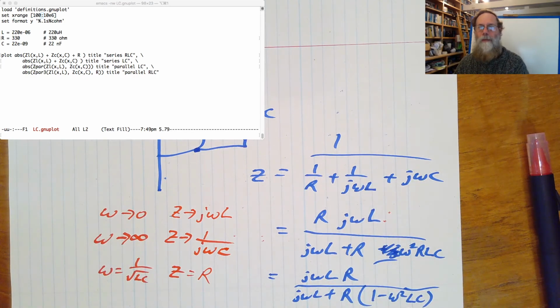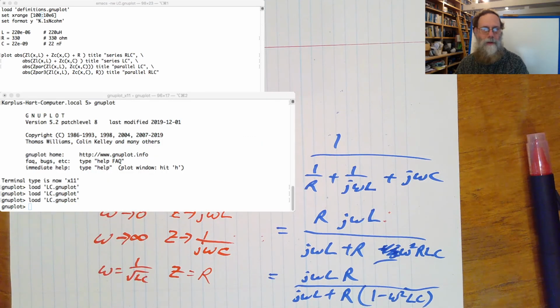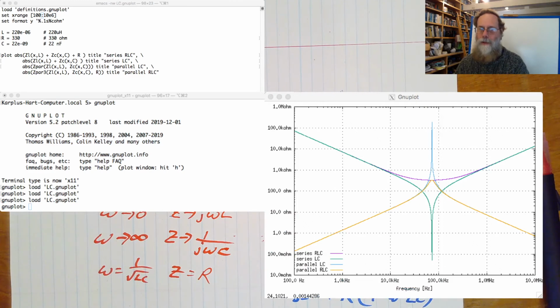So I'm going to plot both the series and the parallel versions all on the same plot. There's the gnuplot terminal and the resulting plot. So what we've got here, the blue and the green lines are without the resistor. At the resonance we have it going to 0 and to infinity, depending whether we're series where it goes to 0 or parallel where it goes to infinity.